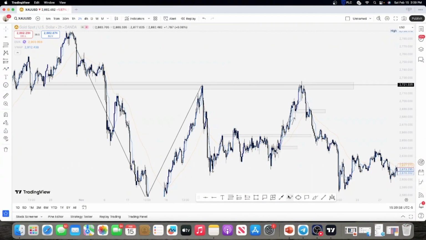Same thing over here. Price action once again comes back into this area of resistance. We are seeing rejection, and then price action starts heading back into the downside, right? Now, just to make sure you clearly understand, just because price action comes into these zones over here doesn't necessarily mean that it's going to continue dropping, right?